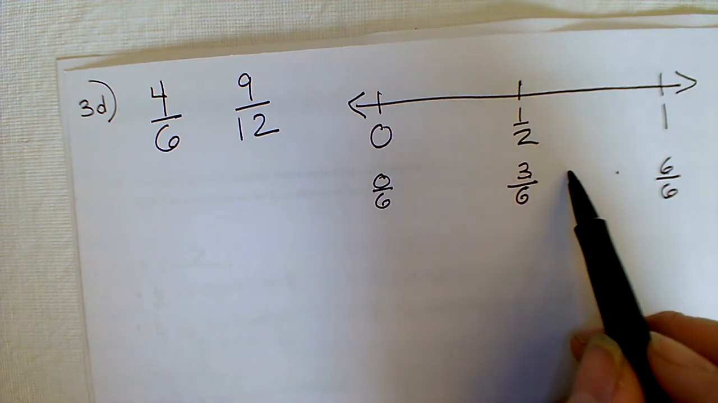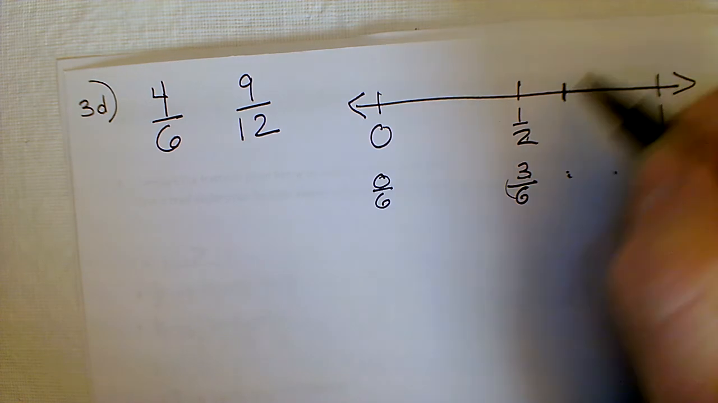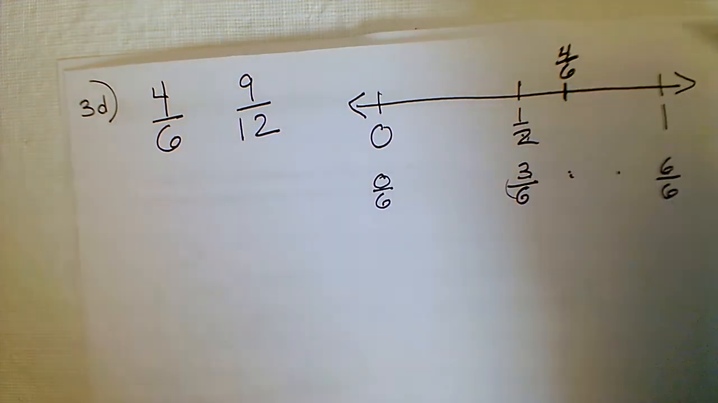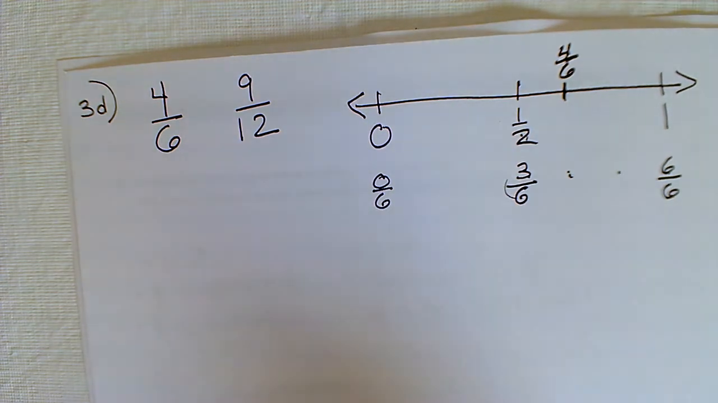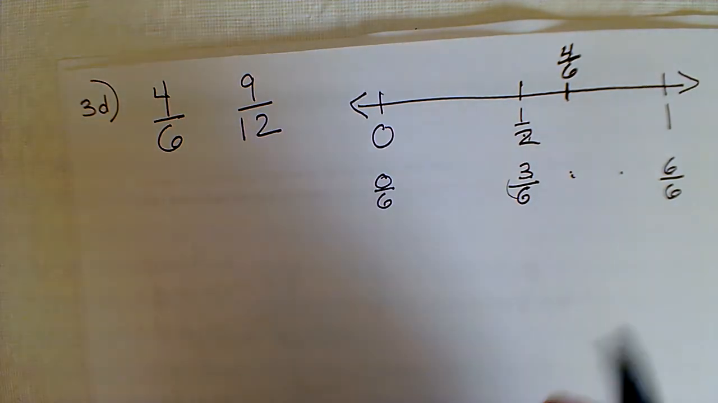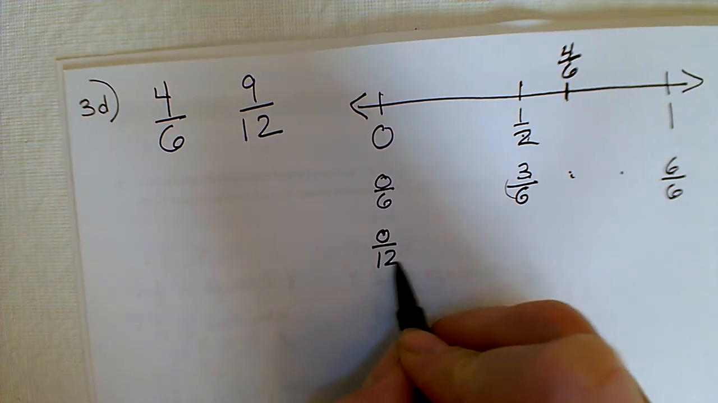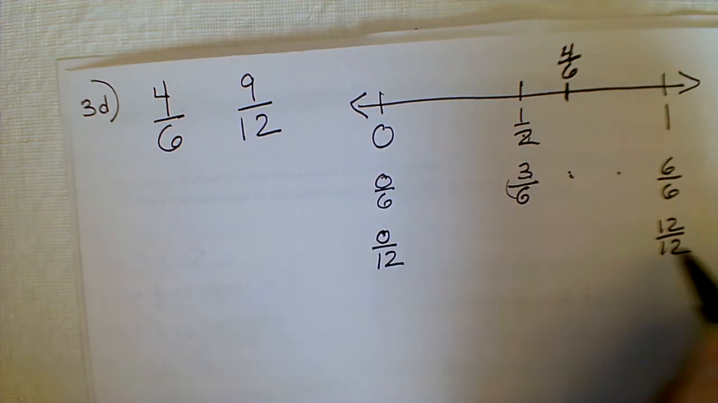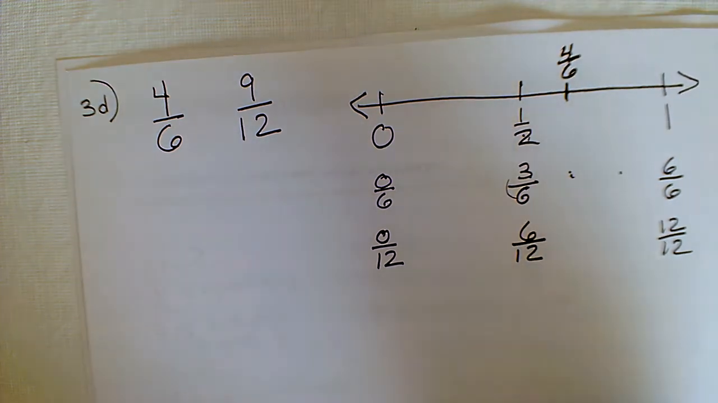So 4/6 is going to be closer to 3/6, which is 1/2, and it's going to be between 1/2 and 1. And that's how I would explain it. I would say that 4/6 is between 1/2 and 1, but closer to 1/2. So now let's work with our 9/12. So let's take our 12ths and let's turn them into our benchmarks again to think about it this way. So I'd have 0/12, 12/12, and half of 12 is going to be 6.